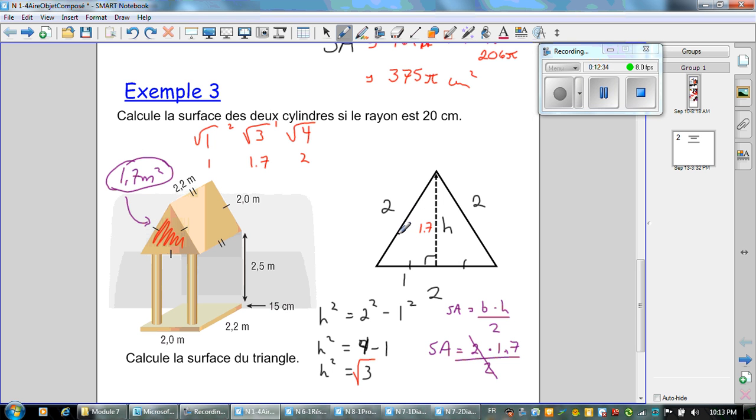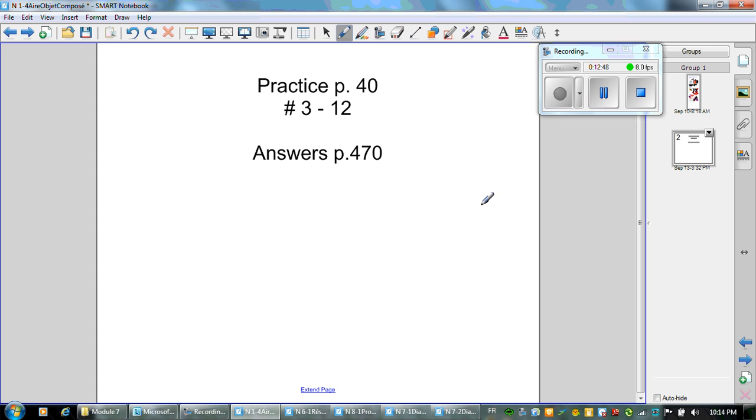So that's how you calculate the surface area of a triangle. If you're missing the height, you create a right triangle and you find the height using Pythagorean theorem. Here's your practice. Make sure you check your work behind the book.